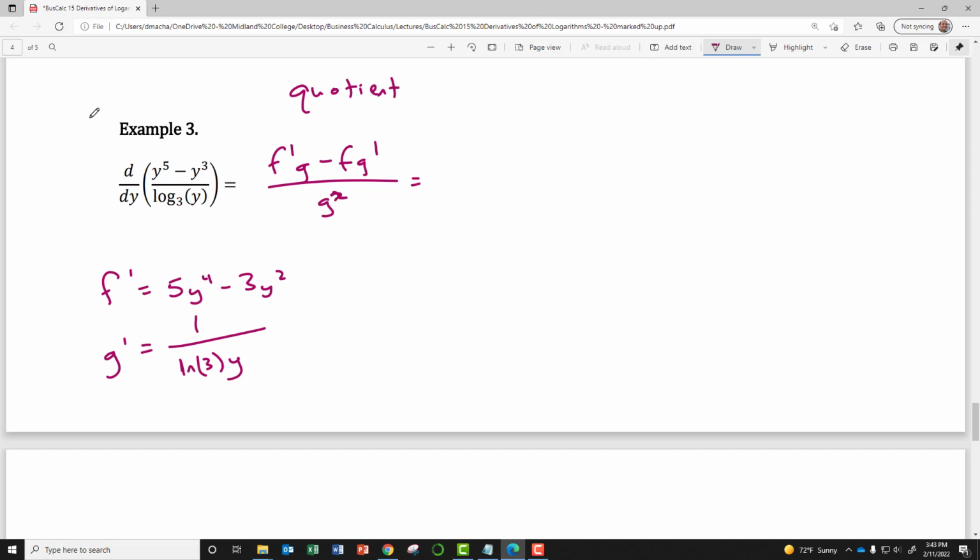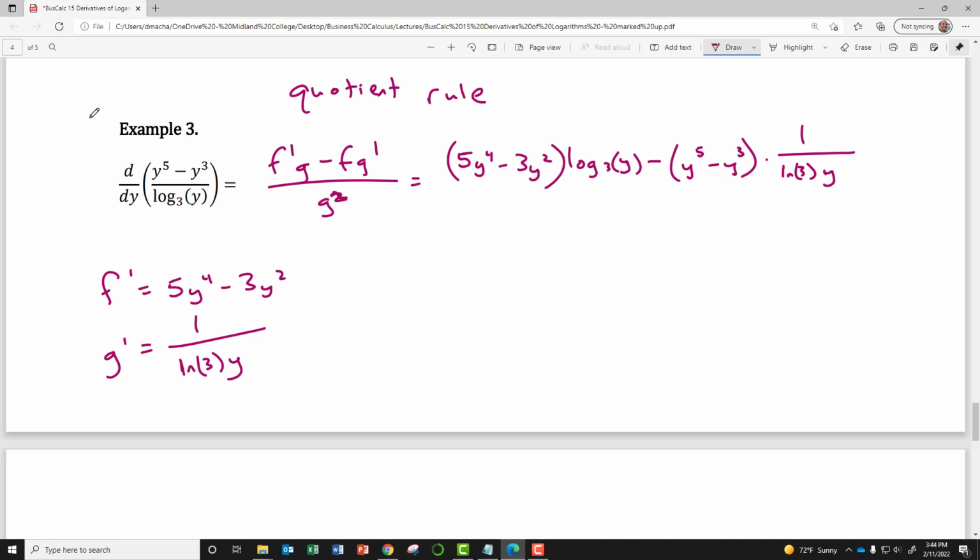So now we're ready to use my quotient rule formula. F prime g is going to be 5y to the 4th minus 3y squared times log base 3 of y, minus fg prime is minus y to the 5th minus y cubed times g prime, which is 1 over natural log 3 times y, all divided by g squared, which is going to be log base 3 of y squared.